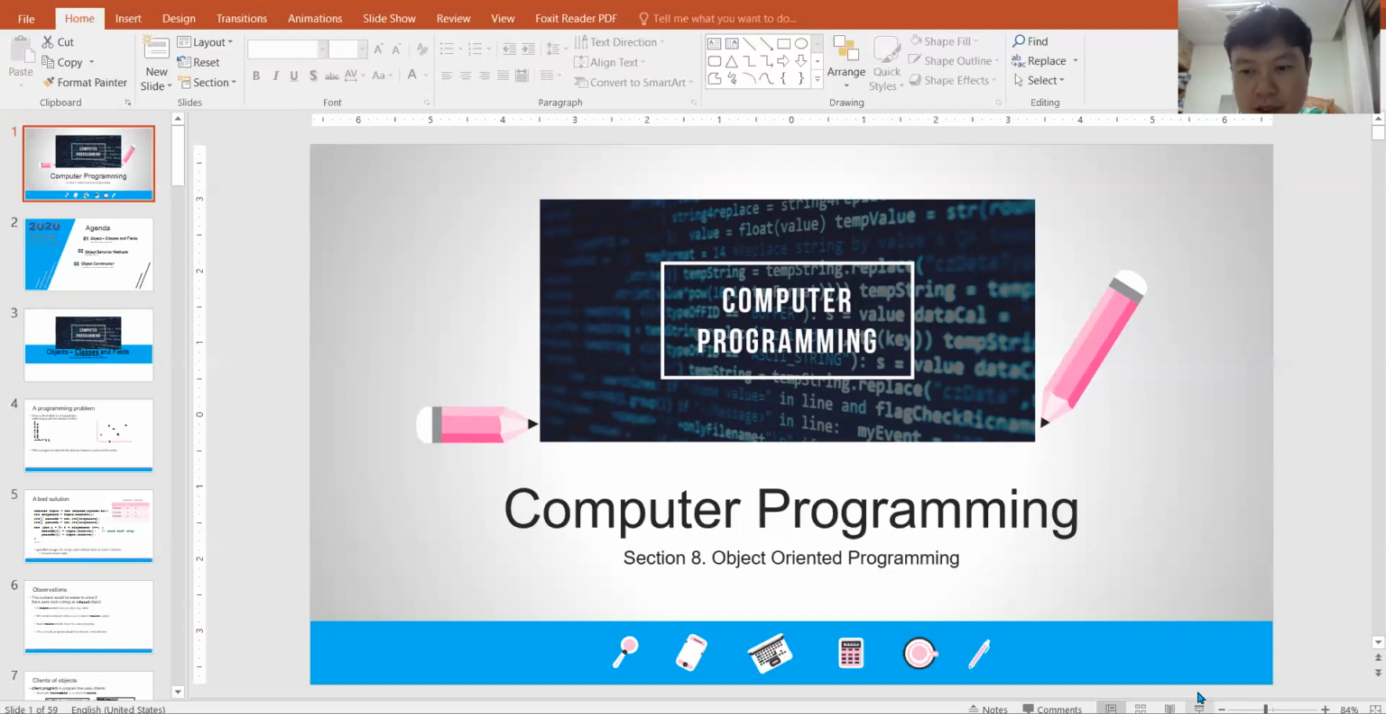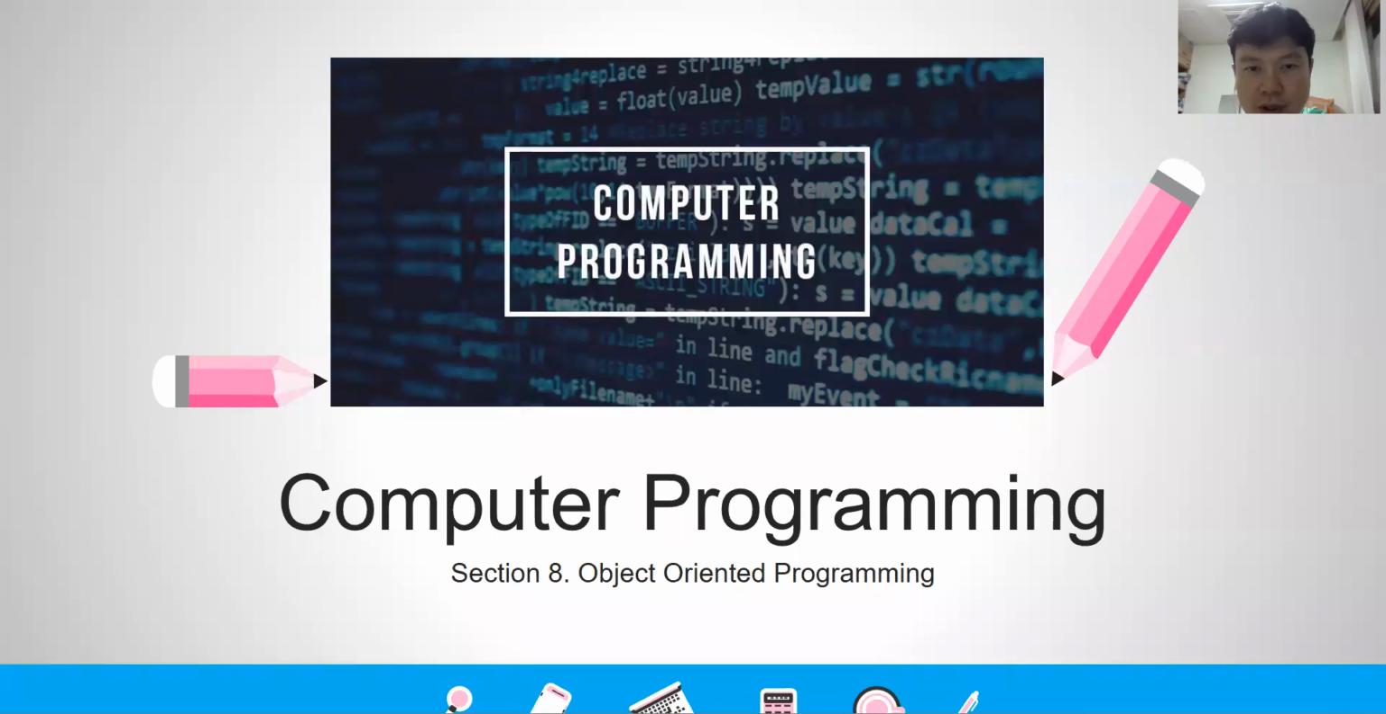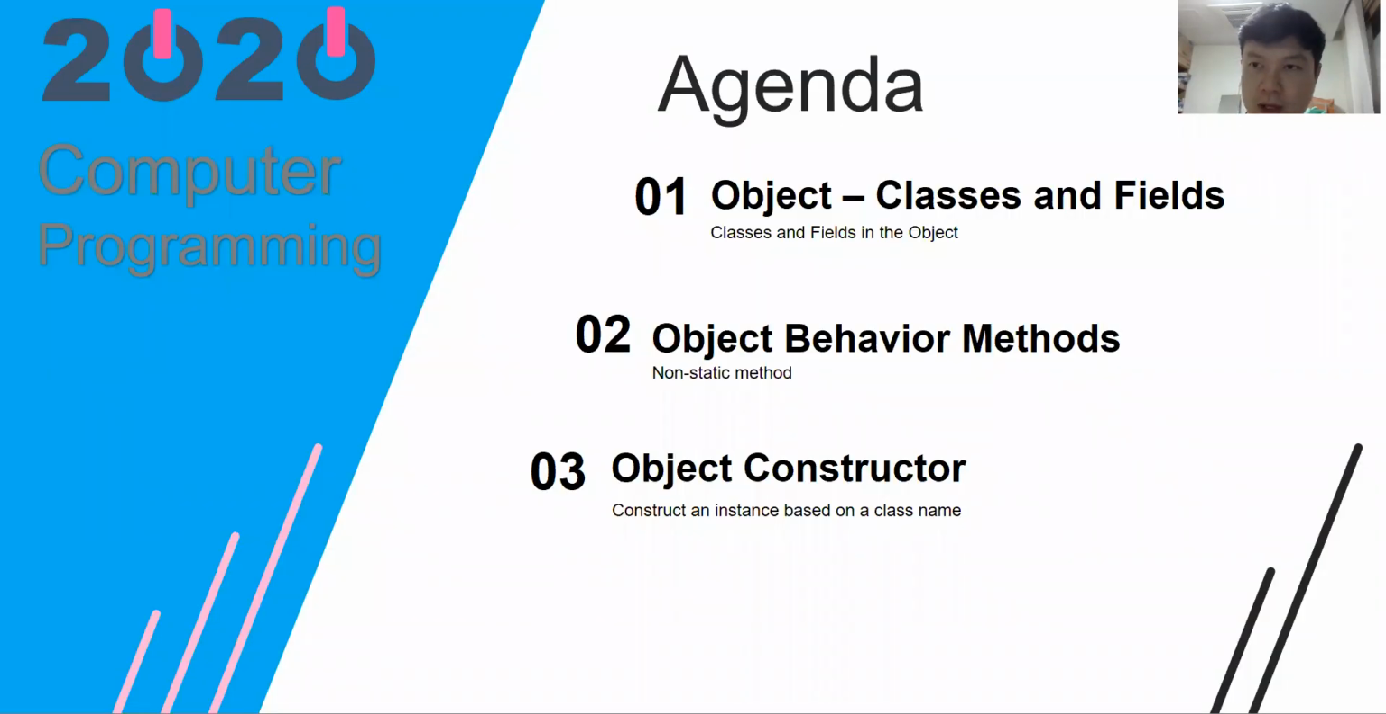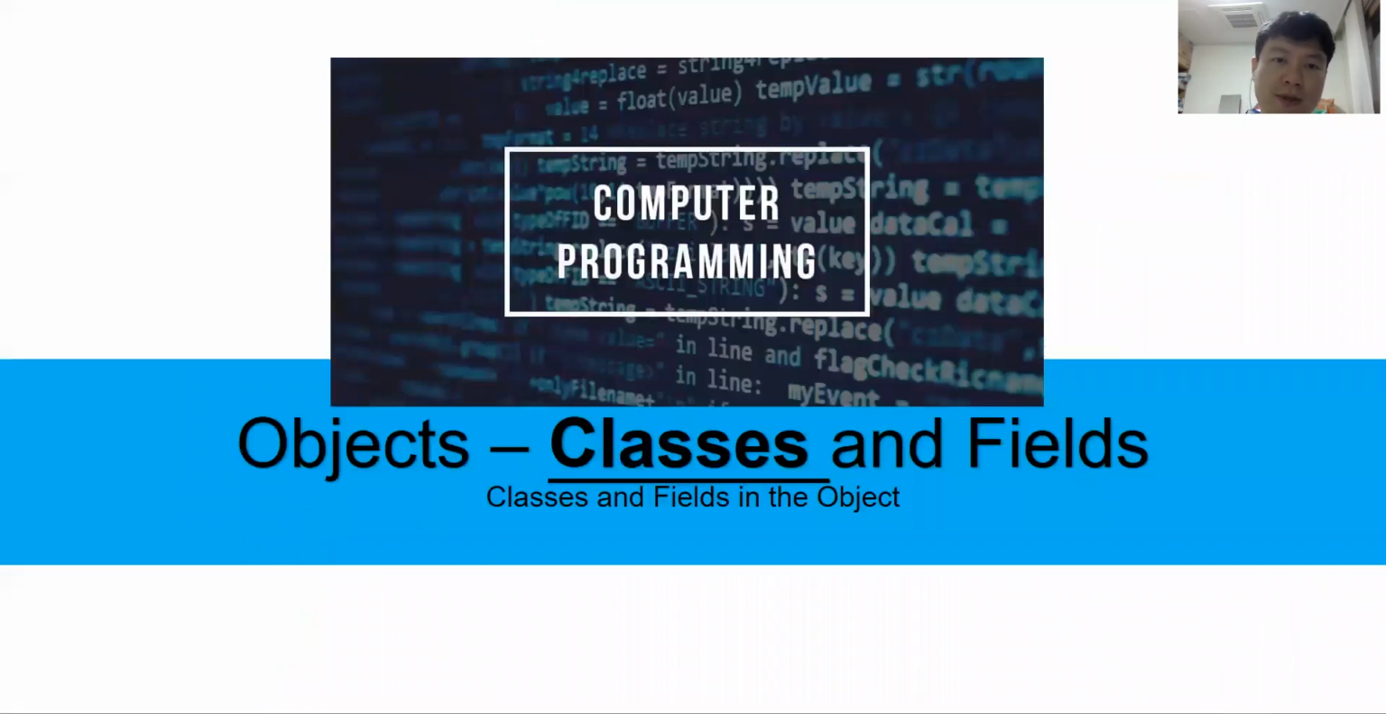So first, let's figure out the agenda. I will discuss about the object. What is object? We will learn about classes and fields, and we will learn about the object behavior methods, and we will learn about the constructor in the object. So first, let's learn about the objects and what is classes and what is fields.